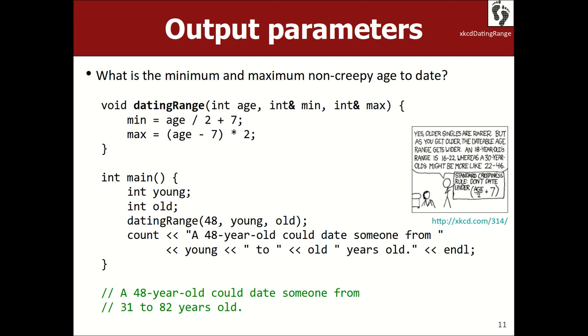But anyway, that's an example of an output parameter. It's also an example of sending out two pieces of information. If you were only going to return one thing, you might just use a return for that. But since you want to output two things, these reference parameters make a good choice.